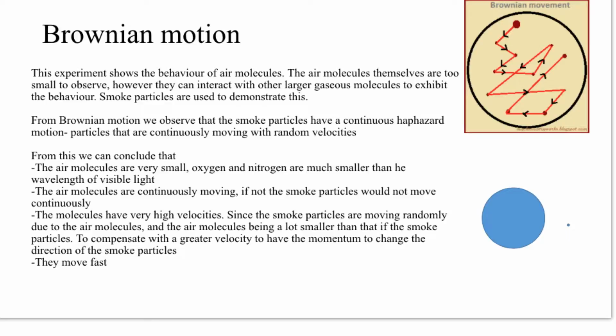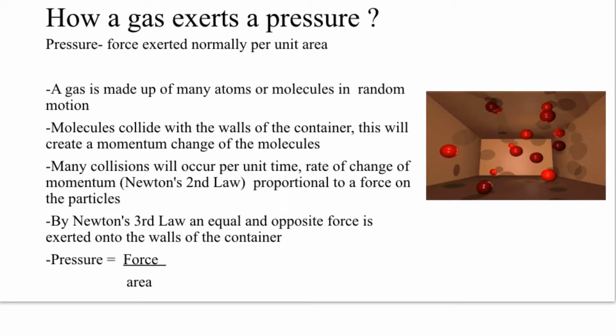The molecules of air have very high velocities. Since the smoke particles are much larger and have a higher mass, to compensate for the overall momentum change needed for the smoke particles to move, the air molecules must have a very high velocity. As you can see, the smoke particle here is very large and the air molecule here is small. To move this, the air molecule has to be going at a very high velocity, and they move fast.